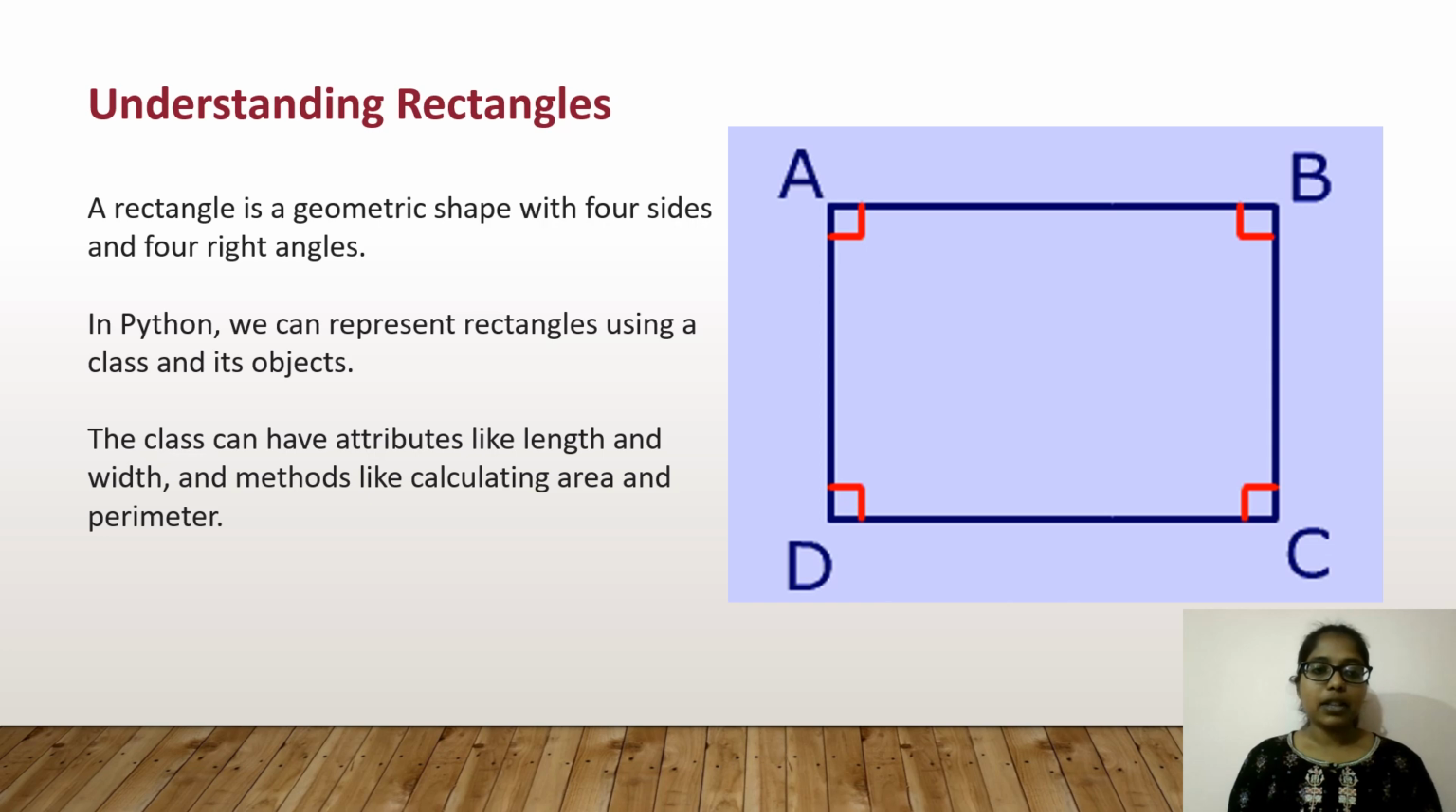Understanding rectangles in Python. A rectangle is a geometrical shape with four sides and four right angles. In Python, we can represent the rectangle using classes and objects. The class can have attributes like length and width and methods like calculating area and perimeter.